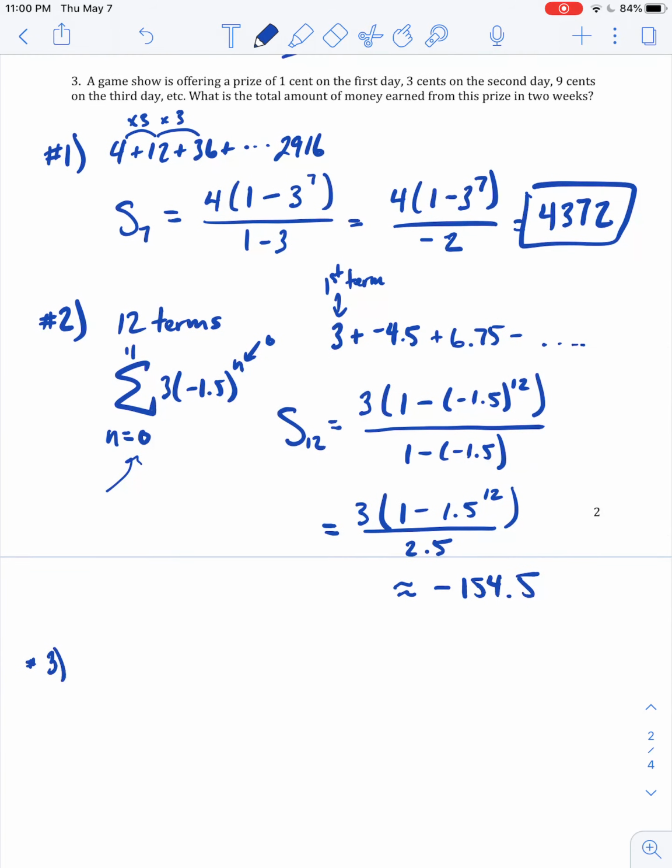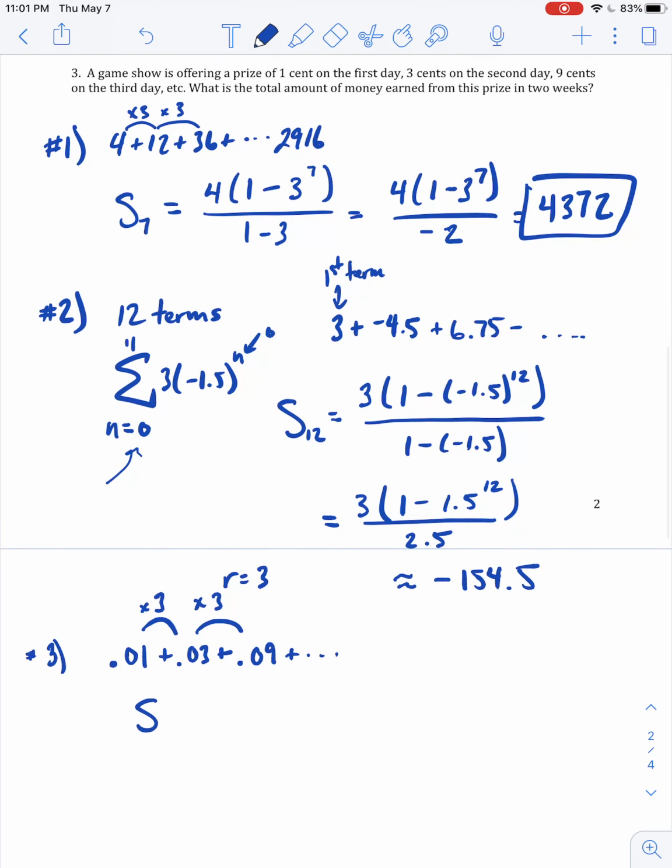All right, so number 3, last one. A game show is offering a prize of 1 cent on the first day, 3 cents on the second day, 9 cents on the third day. What's the total amount of money that you earn from this prize in 2 weeks? All right, so our first day then is 1 cent. Well, that's great, okay. But then we earn 3 cents, and then we earn 9 cents, right? And that continues. And so what are we multiplying by each time? We are multiplying by 3, right? So our ratio is 3.